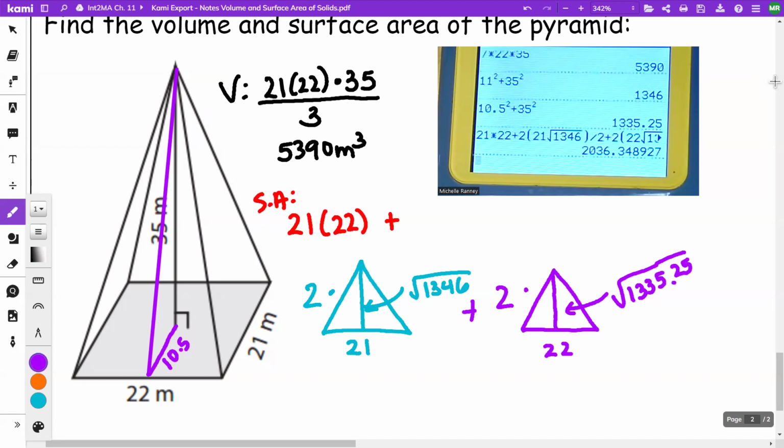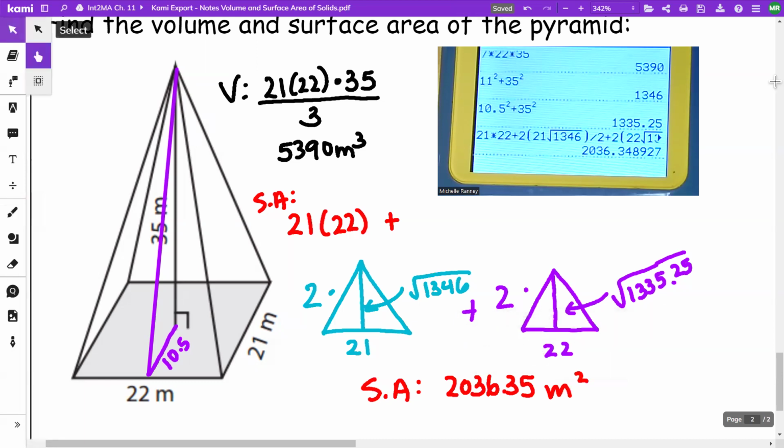And my surface area, entire surface area, is going to be 2036.35 meters squared.